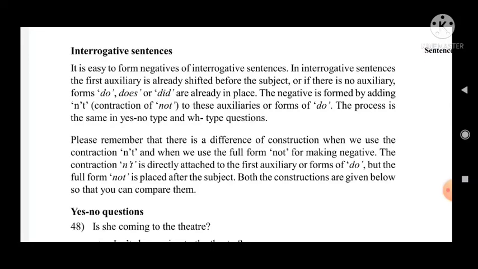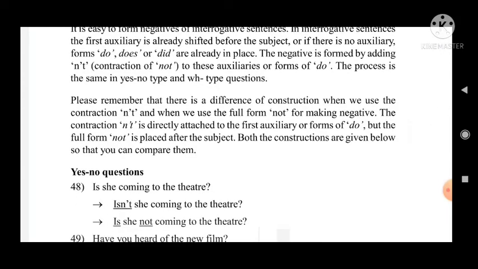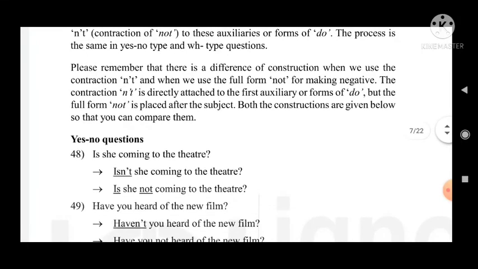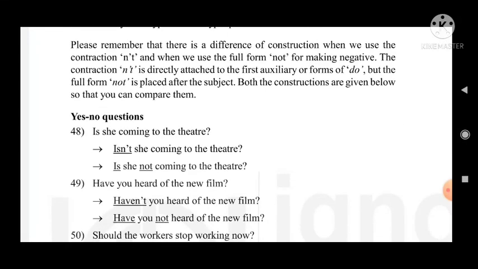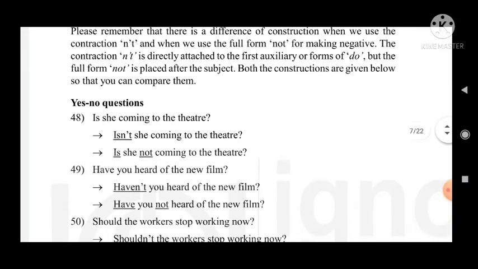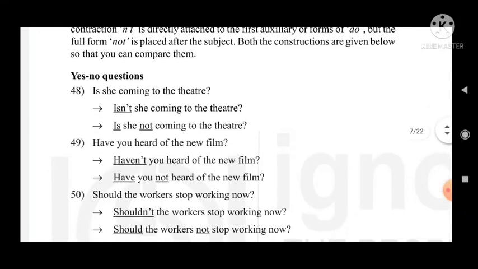In an interrogative sentence, the first auxiliary is already shifted before the subject. If there is no auxiliary, again do, does, did are already in place. The negative is formed by adding not to these auxiliaries or forms of do. The process is the same in yes-no type and in WH type questions. Please remember that there is a difference of construction when we use the contraction n't and when we use the full form not for making negatives. The contraction n't is directly attached to the first auxiliary or forms of do, but the full form not is placed after the subject. Both the constructions are given below so that you can compare them.